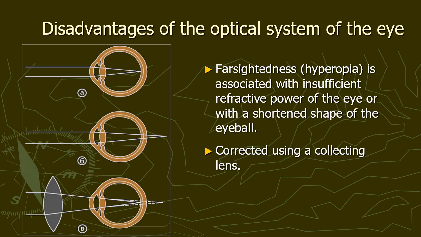This pathology can be corrected with the help of a collecting lens, or a doubly convex lens, as we see here in the figure. Then, in this case, we will have an image already formed on the retina. A person will already clearly see this image. You can use glasses, but you can also use lenses.